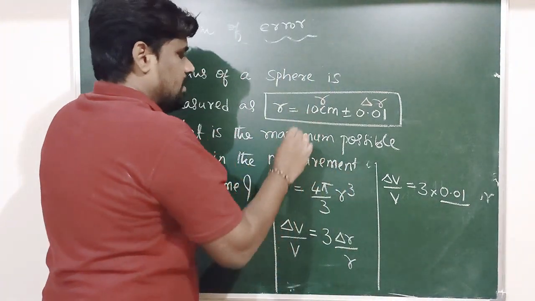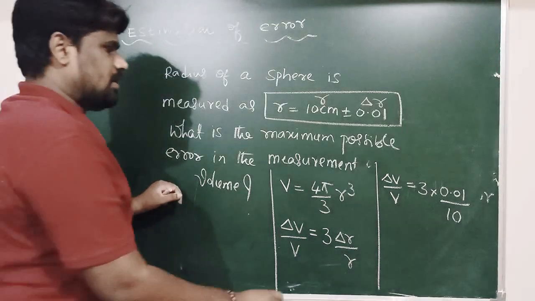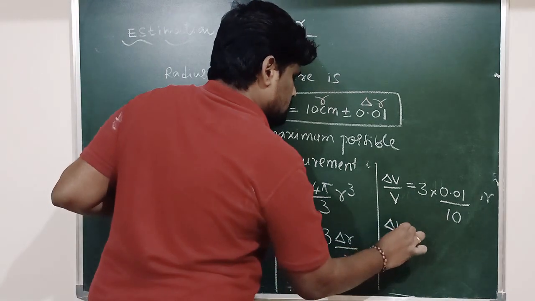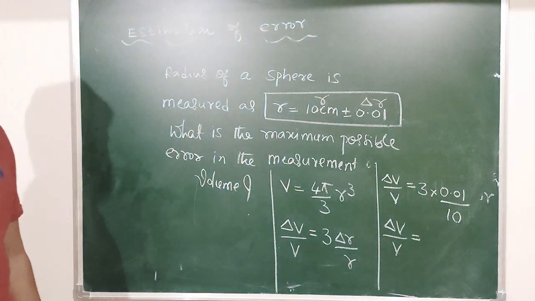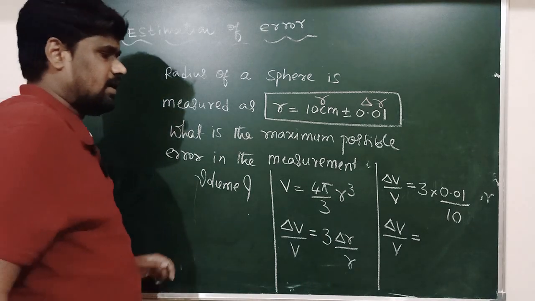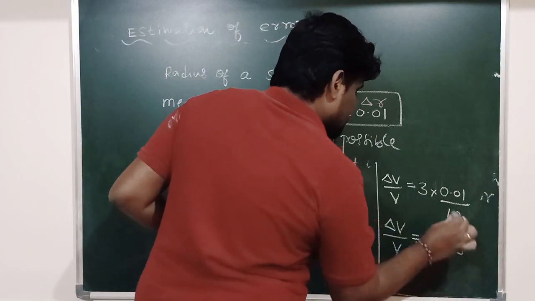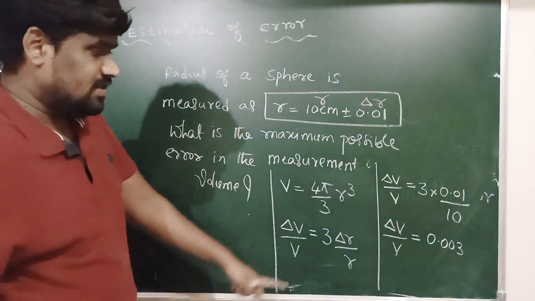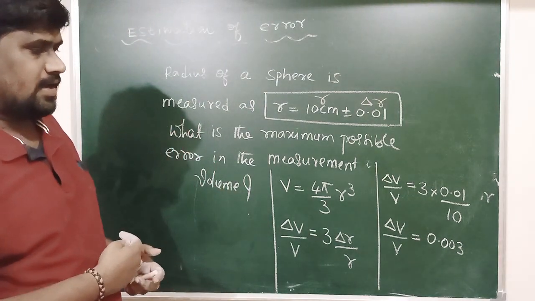Delta R is 0.01 divided by R is 10. Then what is delta V by V? So delta V by V is equals to 3 into 0.01, that is 0.03 divided by 10. It will be 0.003. Which error it is? It is a relative error in volume.